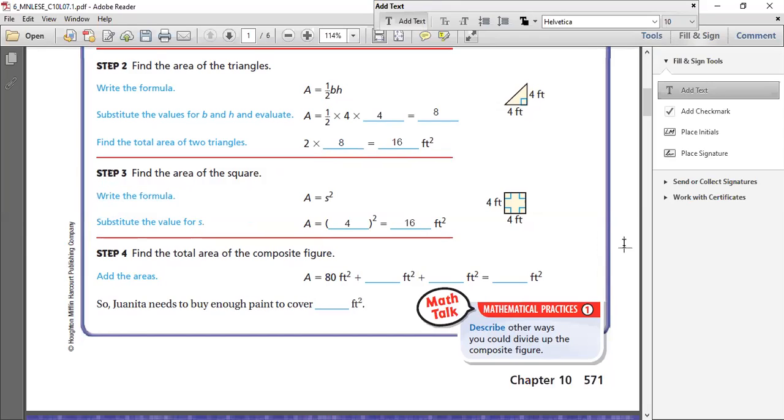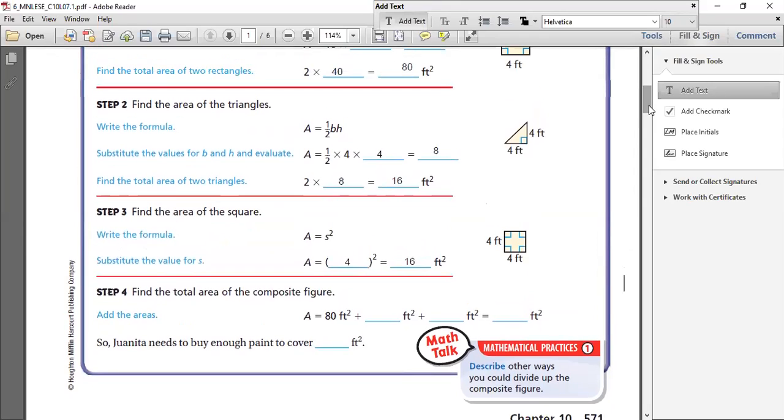All that we have got to do is add all of them to find the area of the composite figure. So the area of two rectangles was 80, the area of two triangles was 16, and the area of the square is also 16. So how much is 80 plus 16 plus 16? 16 plus 16 is 32. So 32 plus 80 is going to give you 112. So the area of this whole figure is going to be 112 square feet. So Juanita needs to buy paint to cover 112 square feet.